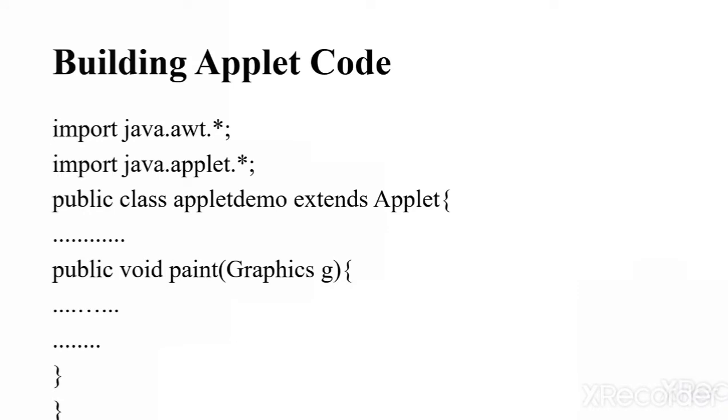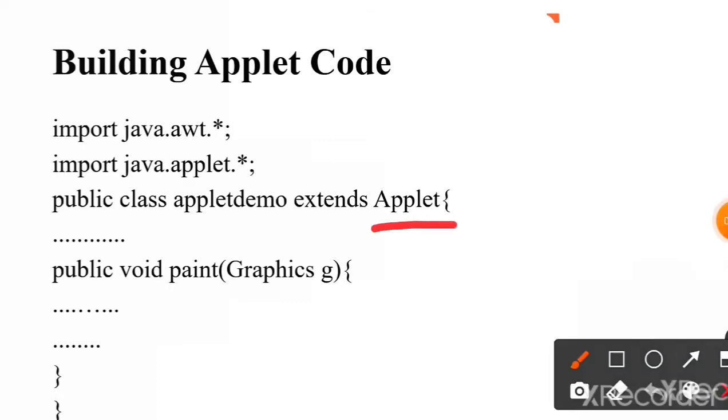Building an applet program. This is the first step in developing an applet program in Java. This slide gives you the basic skeleton of an applet program. To build an applet program, we make use of the services of two classes provided by the Java class library, namely the applet class and the graphics class.